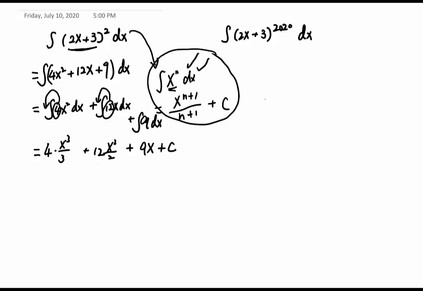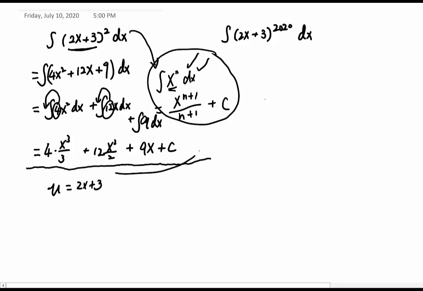Now let's think about the u substitution method. With u substitution, we define something to be u. It's your choice what to choose as your u. Here I'm going to pick 2x plus 3 to be my u. The reason I'm doing that is because I'm thinking about having u squared du. If you have u squared du, I'm basically back to this formula.